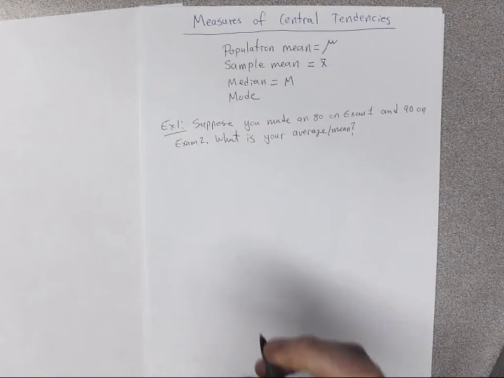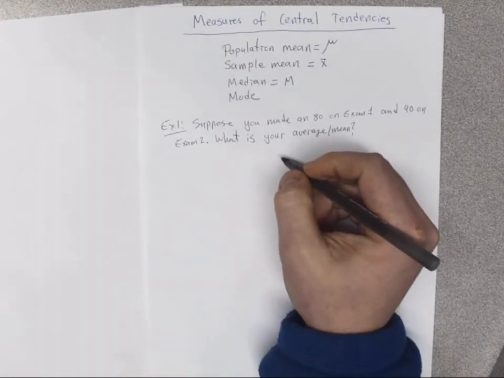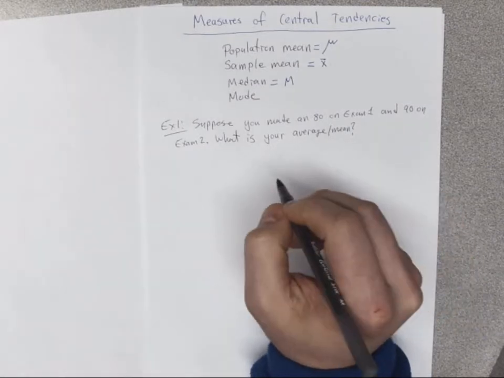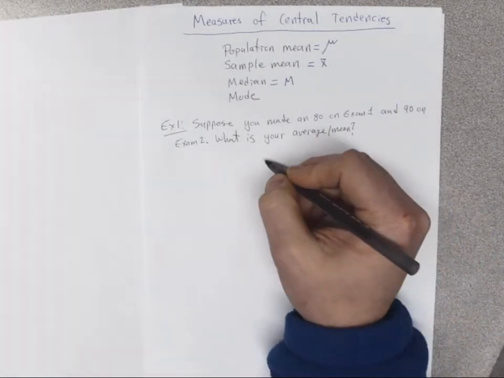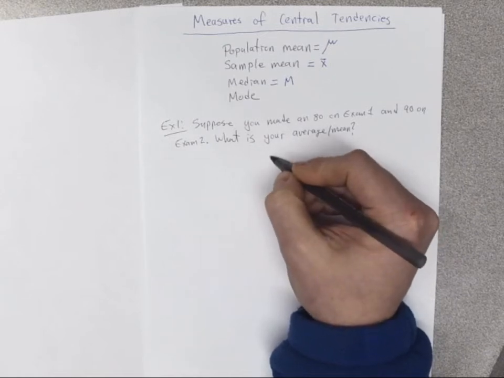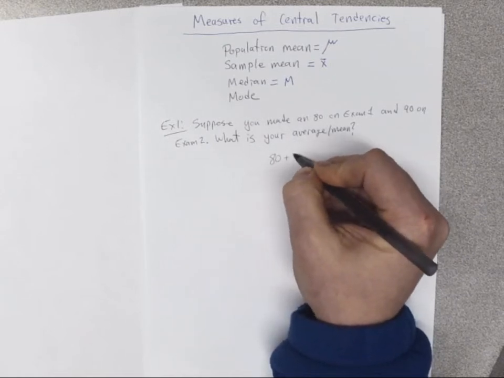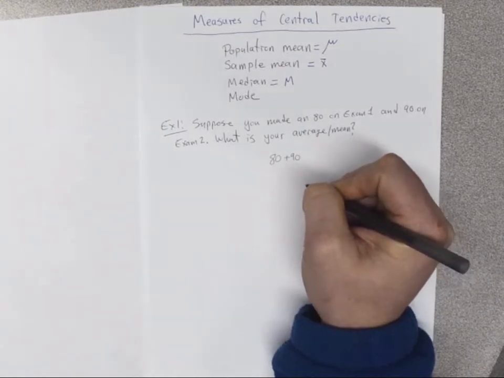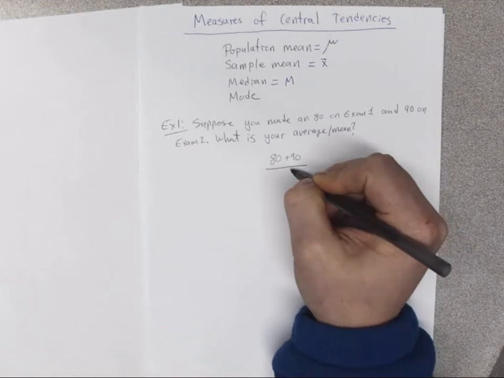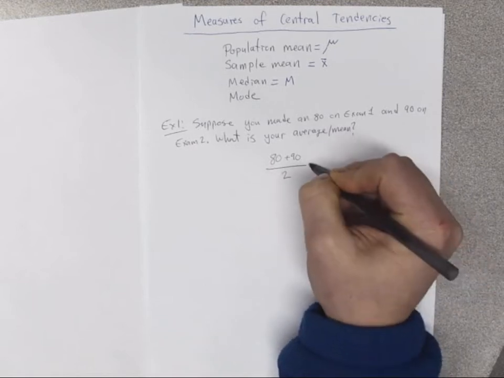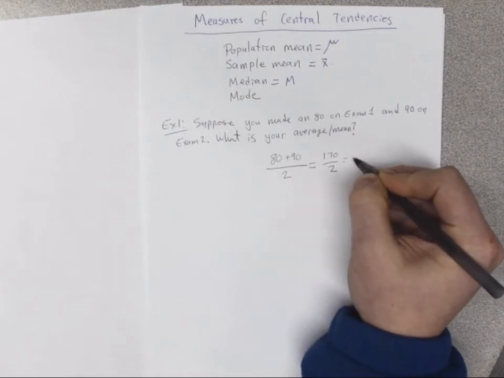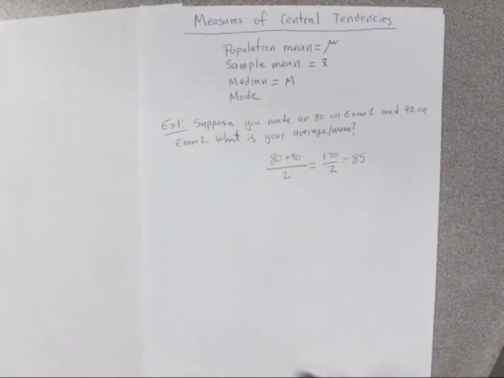All right, so the way you do that is you add your two exams together, and then you divide by the total number of exams. So let me show you what I mean. I'm going to leave some space over here because I'm going to write something else. So I made an 80 and a 90 on the exam. Then I have to divide that by the total number of exams that was given or taken, which is 2. So you add those together to get 170 divided by 2, and that gives you 85 to be your average.